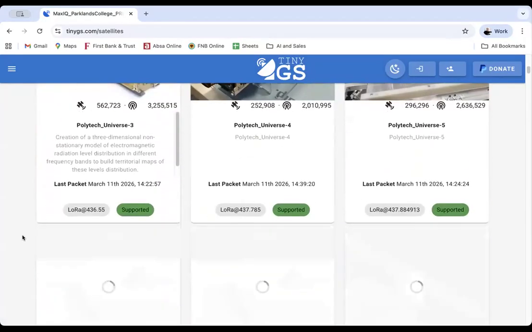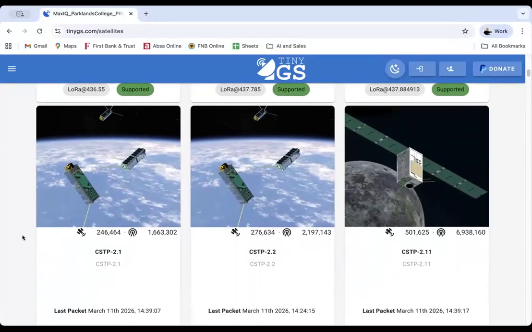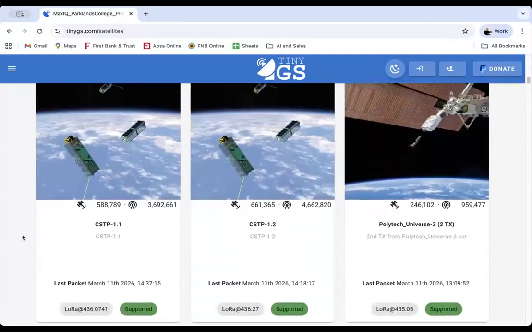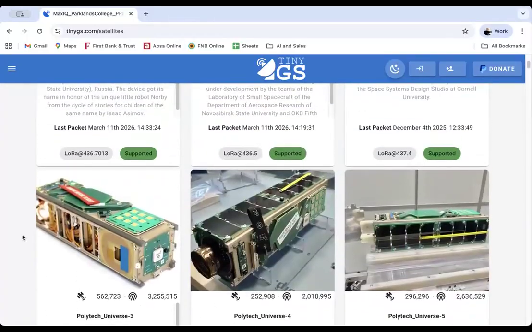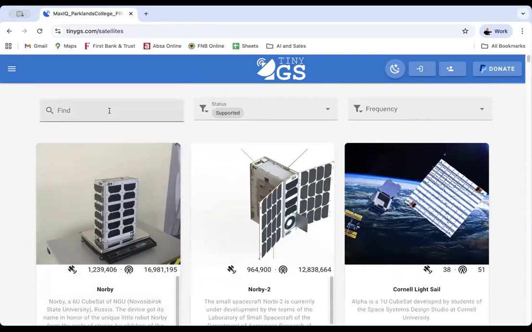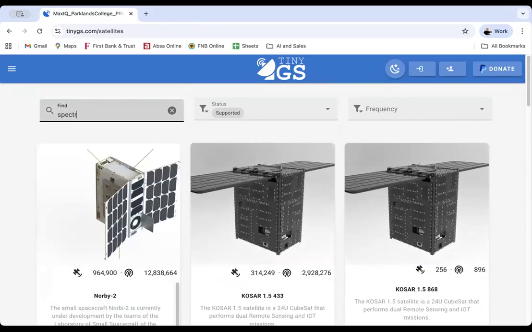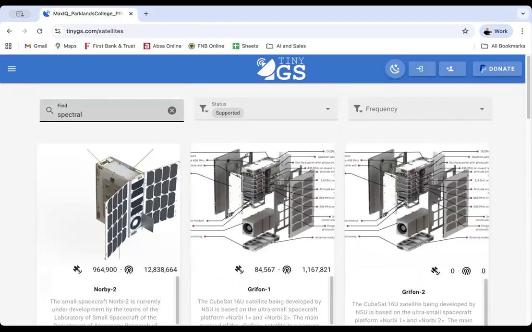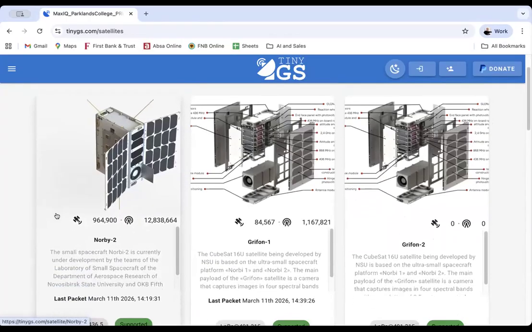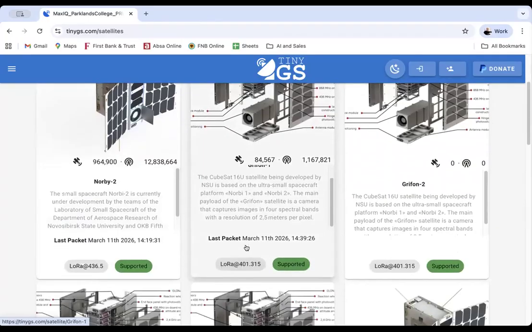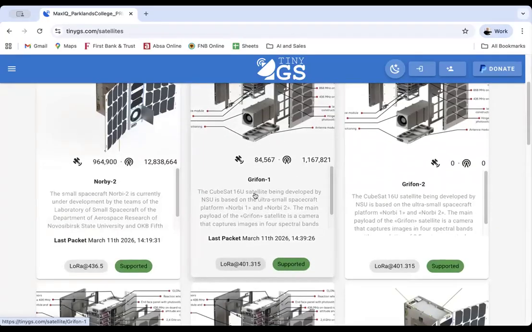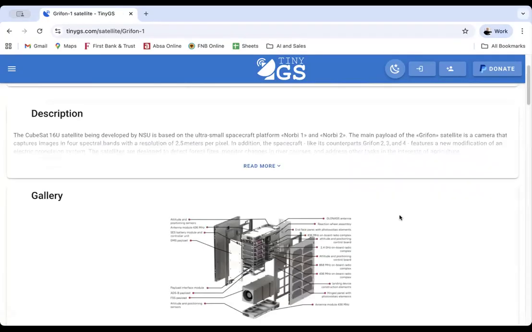And then we can have a look. I'm sure there's going to be one that does Earth observation that's part of this network. Sorry, I'm going into this way too unprepared. Let's see if there's something with a multispectral satellite. Okay, this one looks like it'll have a multispectral satellite. So let's go here to Griffin 1.